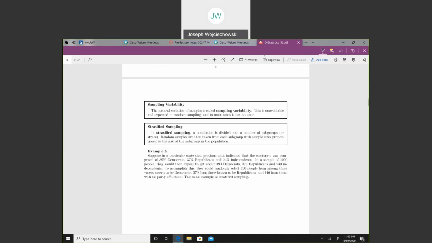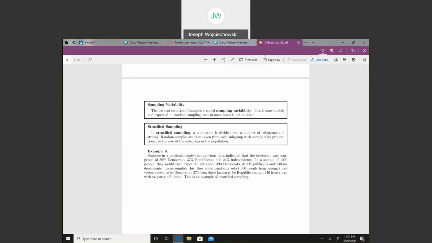Okay, some issues we come up with. Sampling variation. The natural variation of samples is called sampling variability. This is unavoidable and is expected in random sampling, and in most cases is not an issue. So it's going to be off a little bit, but it shouldn't be enough to matter.